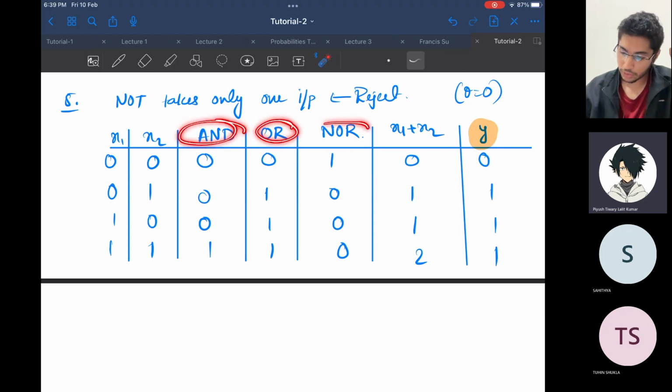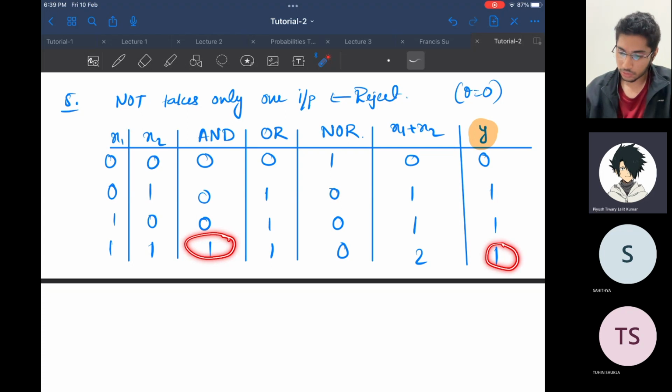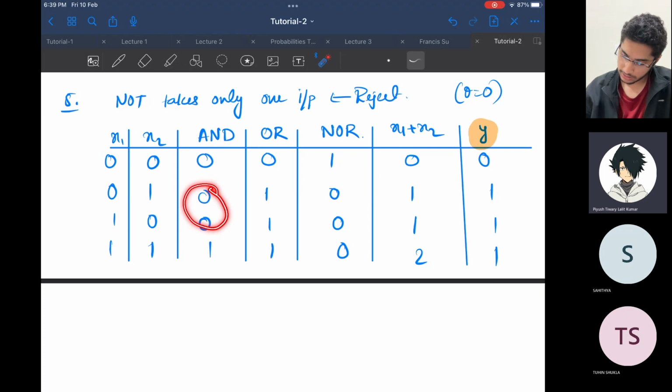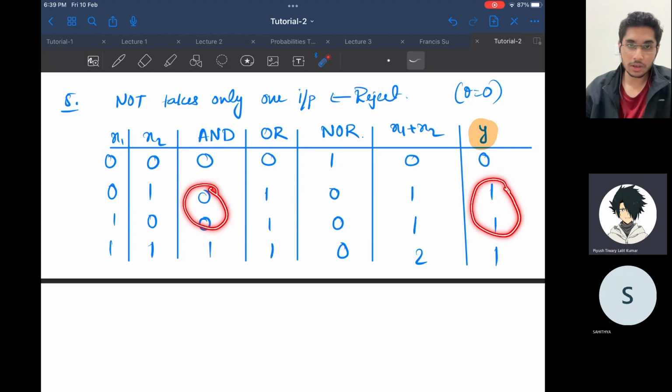which of these functions can I model? AND, OR, NOT. Let us see the AND function first. So when y is 0, AND is also 0. Okay, fine, I can live with this. When AND is 1, y is also 1. This is also fine. However, in these two cases, when AND is 0, y is 1, right? This is not good. We cannot use this to model AND, right?